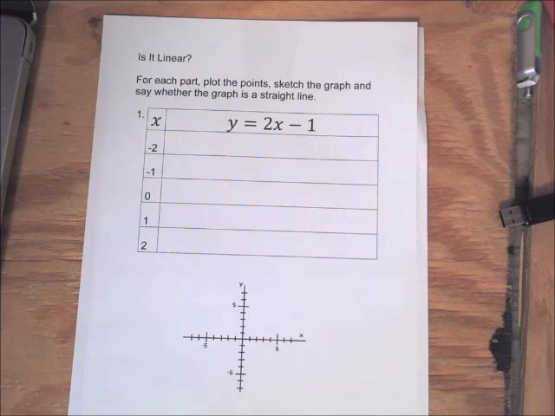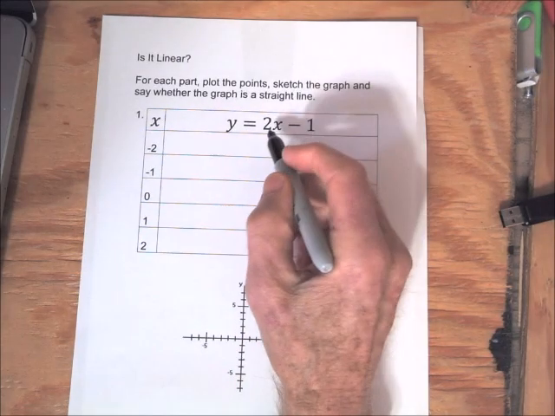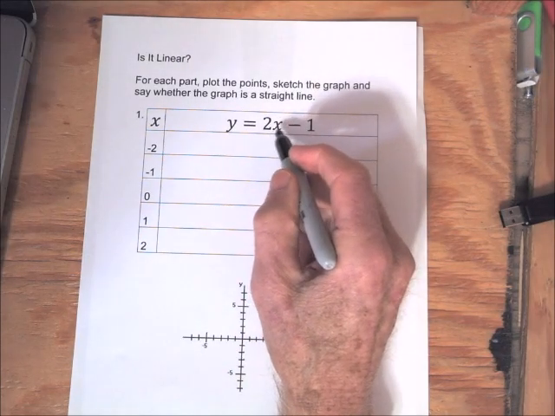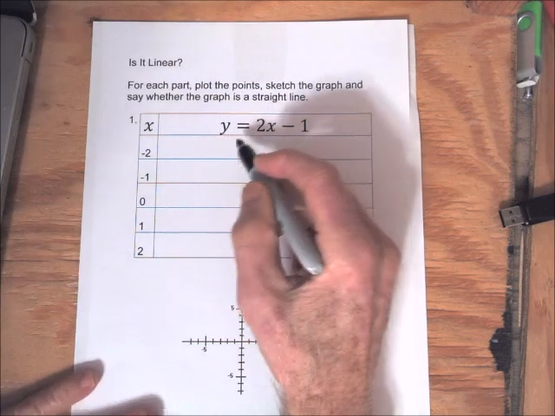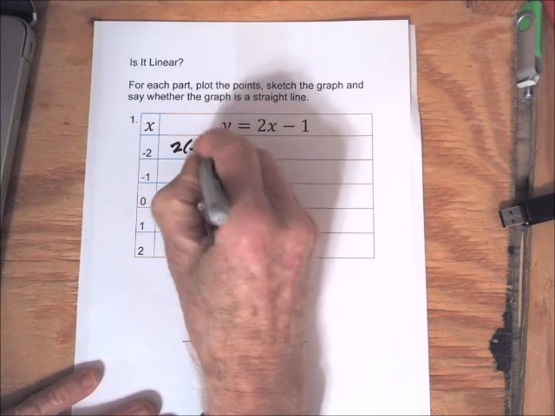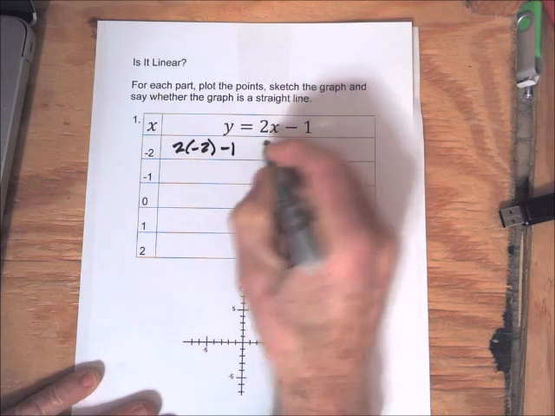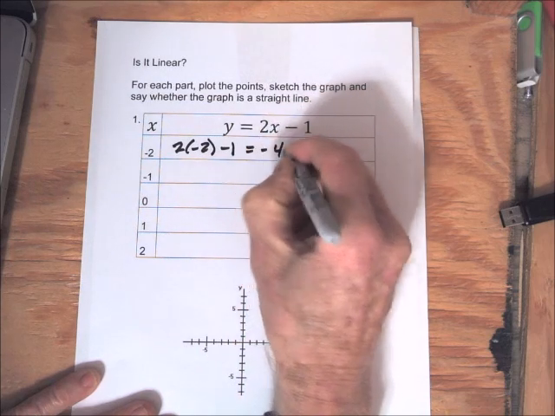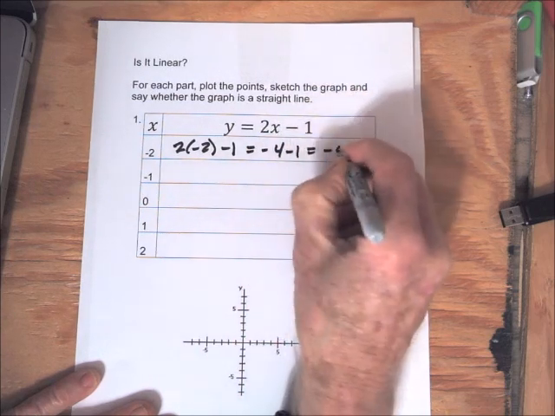Usually I like to pick small integers just to make the computation easier. So I picked here -2, -1, 0, 1, and 2. Those will be our x values. Then in the equation y equals 2x minus 1, we can replace x by these numbers. If x is -2, y is going to be 2 times -2 minus 1. 2 times -2 is -4. -4 minus 1 is -5.